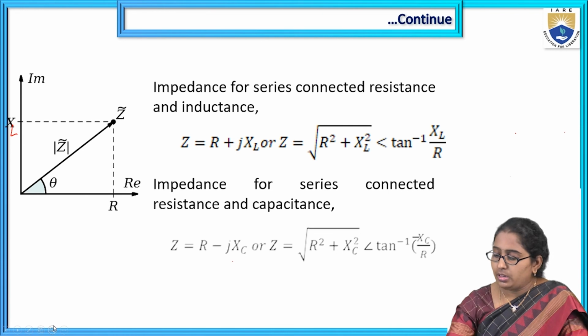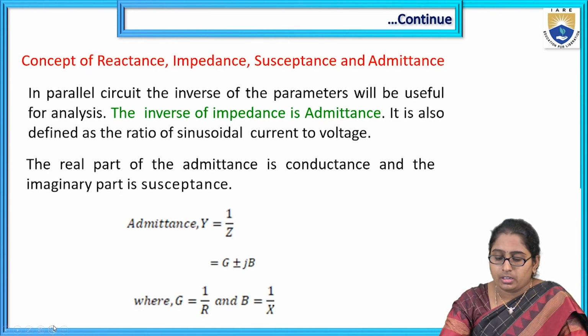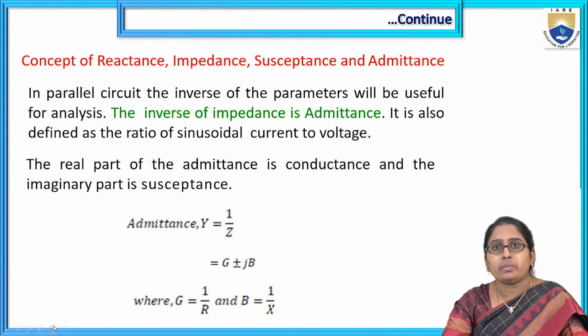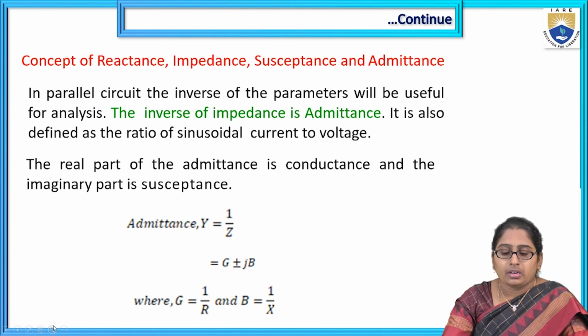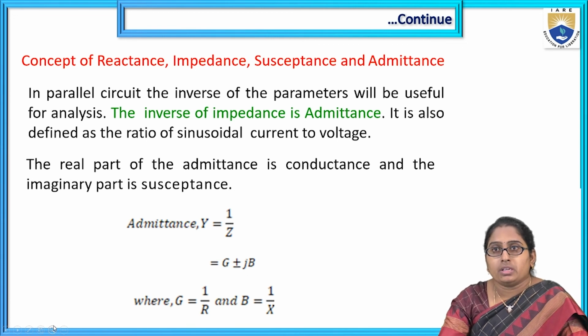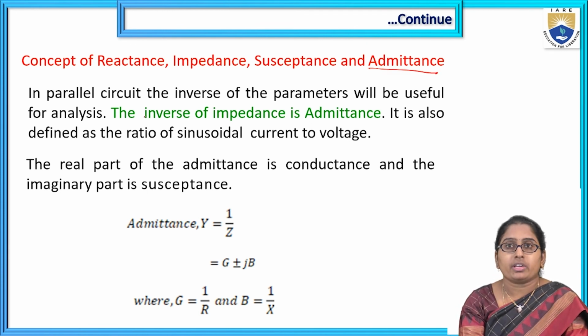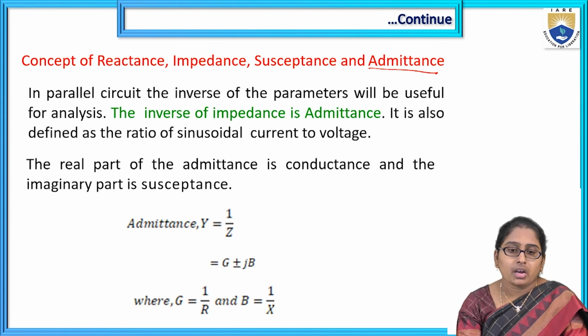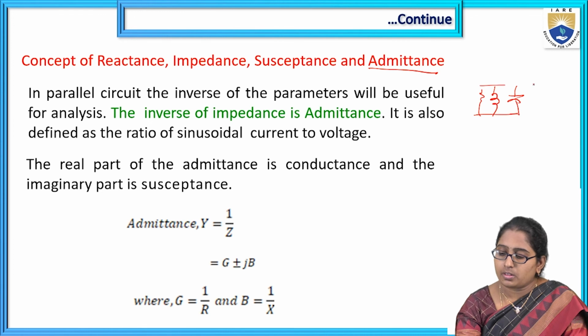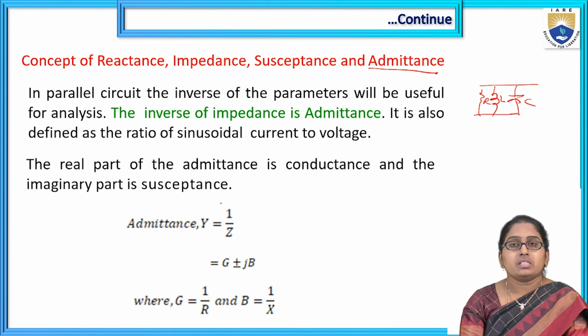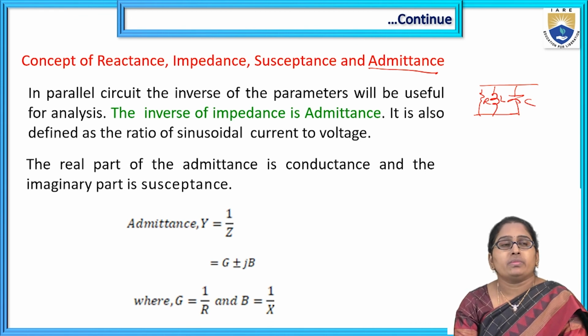Now, one more point, a continuation under the same topic. The next parameter we come across is admittance. See, they are talking about a parallel circuit. That means the elements are connected in parallel. If the resistance, inductance and capacitance are connected in parallel, that is nothing but a parallel circuit, RLC. In a parallel circuit, the inverse of the parameters will be useful for analysis.